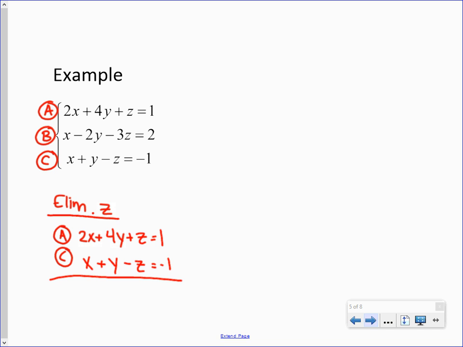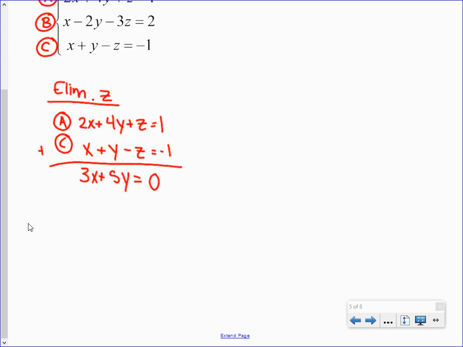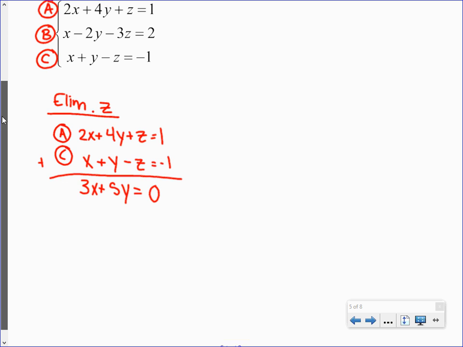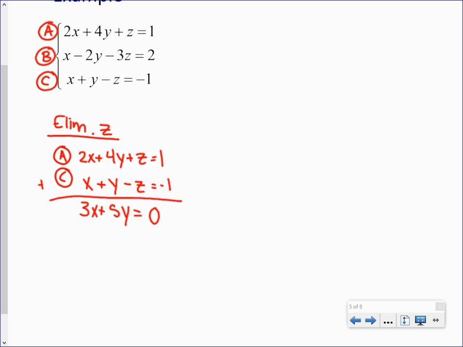And what am I doing with those two equations? Yeah, you're stacking and adding the equations. So I'm adding down, and I would get 3x plus 5y equals 0. Okay, now I usually label that then as another equation, so I've already used up A, B, and C. I'm going to go ahead and label this equation D, because that's going to be my first equation in my two-variable system.